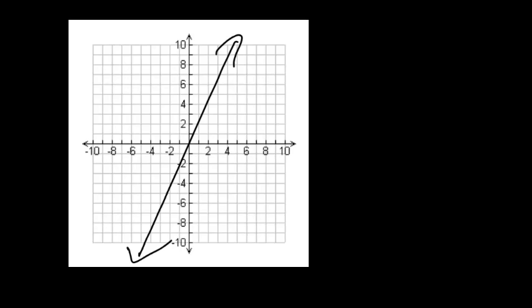Alright, so let's do one more example. So on here, again, first up, always identify 2 points. So we have a point right there and a point right there. So remember, it's your change in y over your change in x, or your rise over your run. So here, we're going to go up 2, and then we're going to go over 1 to the right.